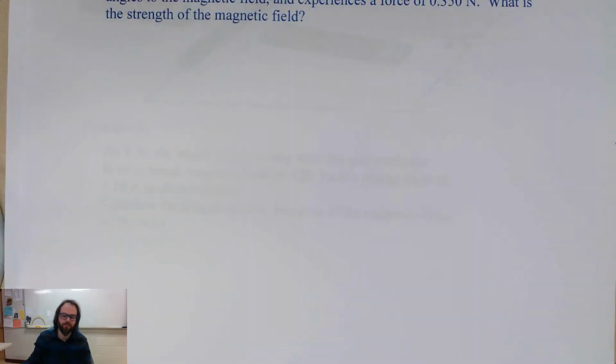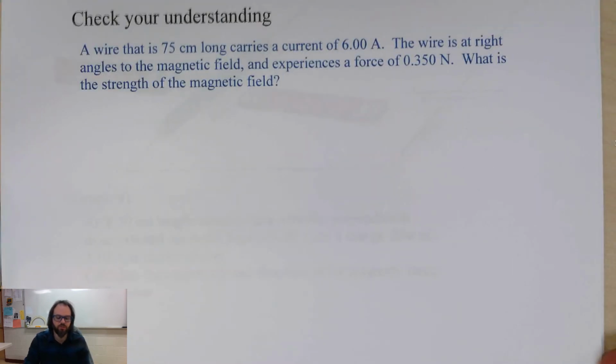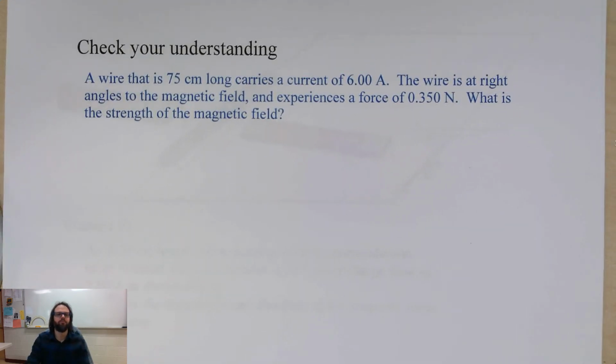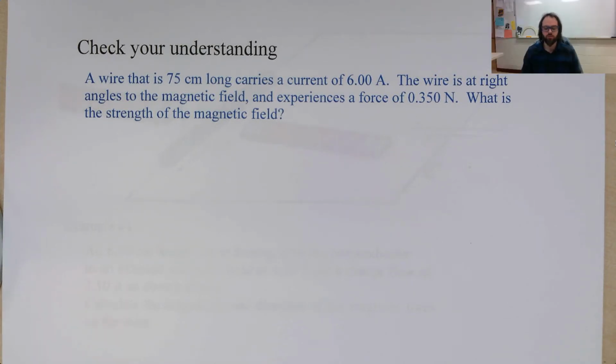All right, now let's look at my first example. This one here is just to check our understanding. A wire is 75 centimeters long. It carries a current of 6 amps. The wire is at a right angle to the magnetic field and experiences a force of 0.350 newtons. What is the strength of the magnetic field?